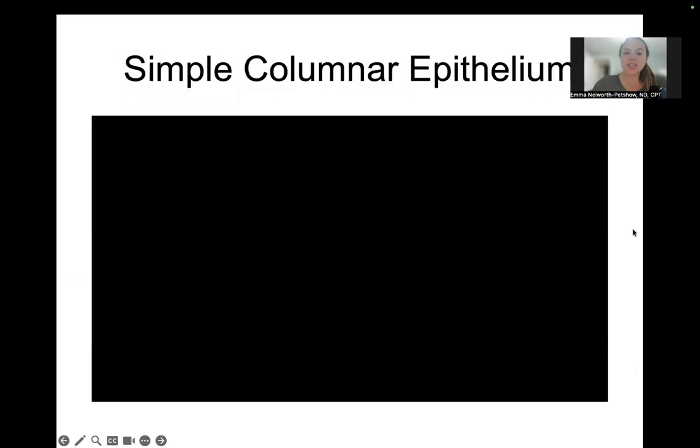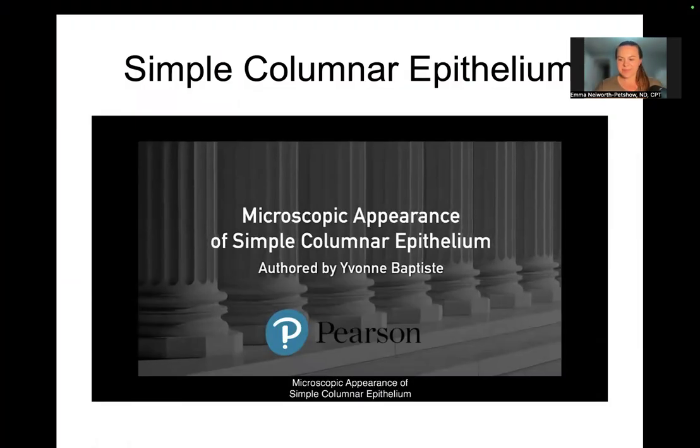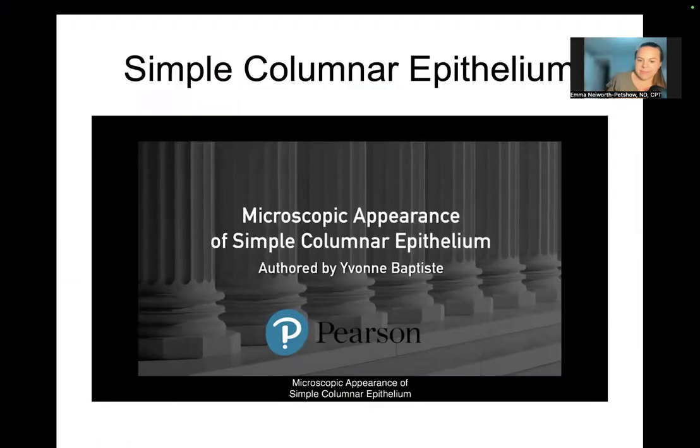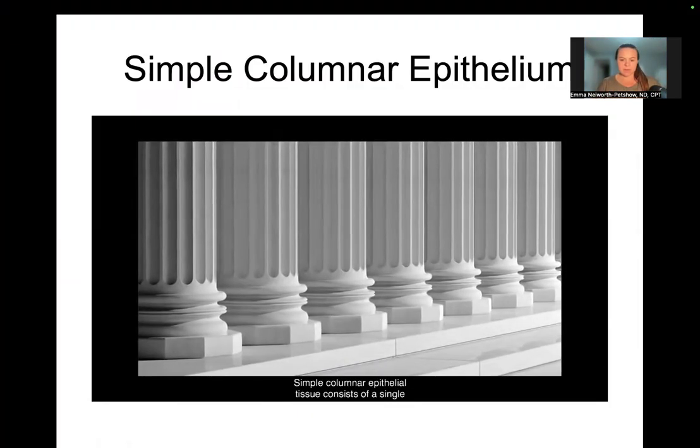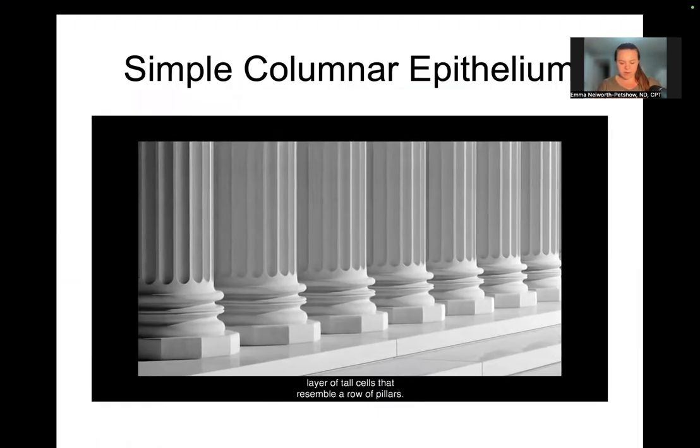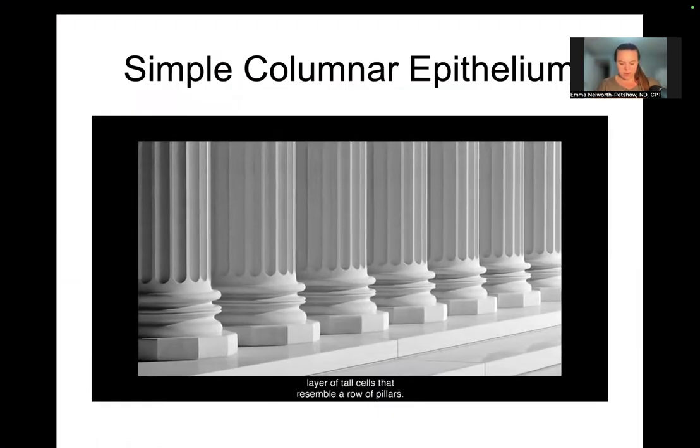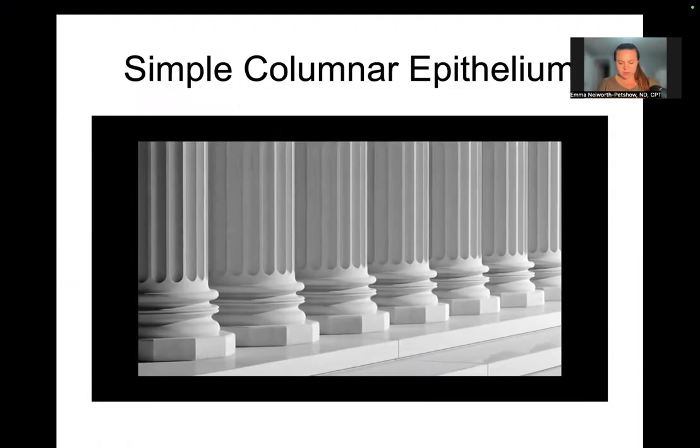Now we transition to simple columnar epithelium, and we'll watch a short video. Microscopic appearance of simple columnar epithelium. Simple columnar epithelial tissue consists of a single layer of tall cells that resemble a row of pillars.